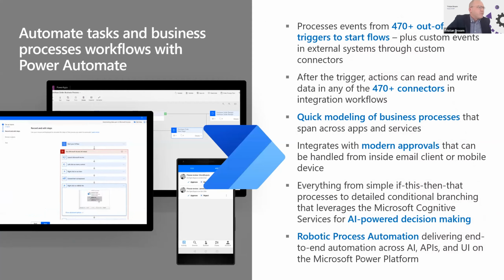So if we talk now very specifically around Power Automate, now that we've done a bit of a high level overview of the Power Platform itself, what are we looking to achieve? The processes within every business are, you're looking to automate tasks, you're looking to automate processes. There are an extensive 400 plus out of the box pre-configured automations that already exist.